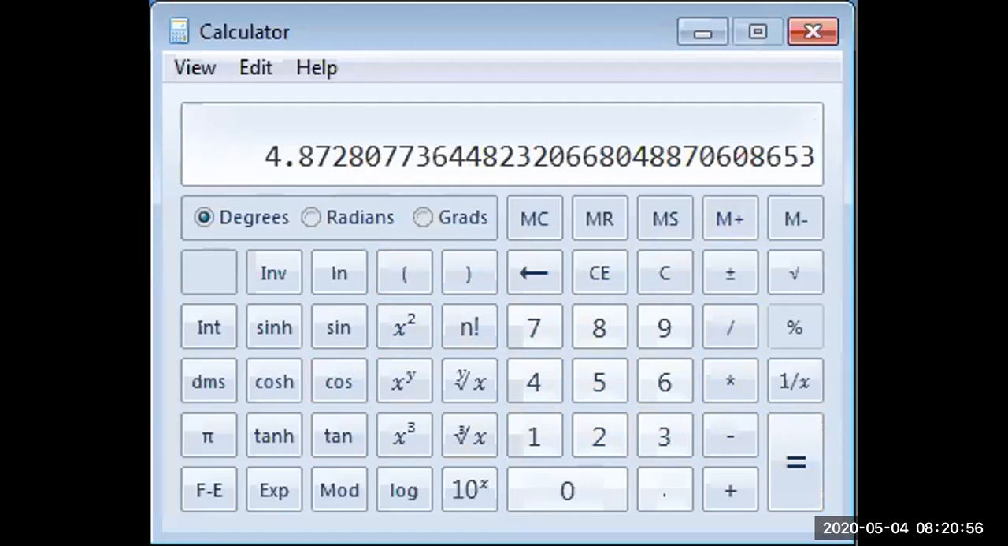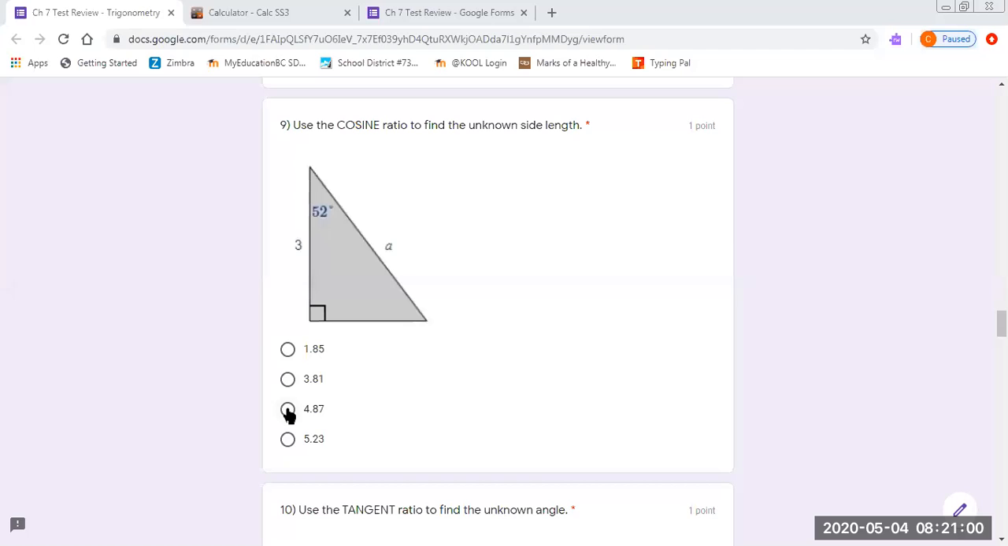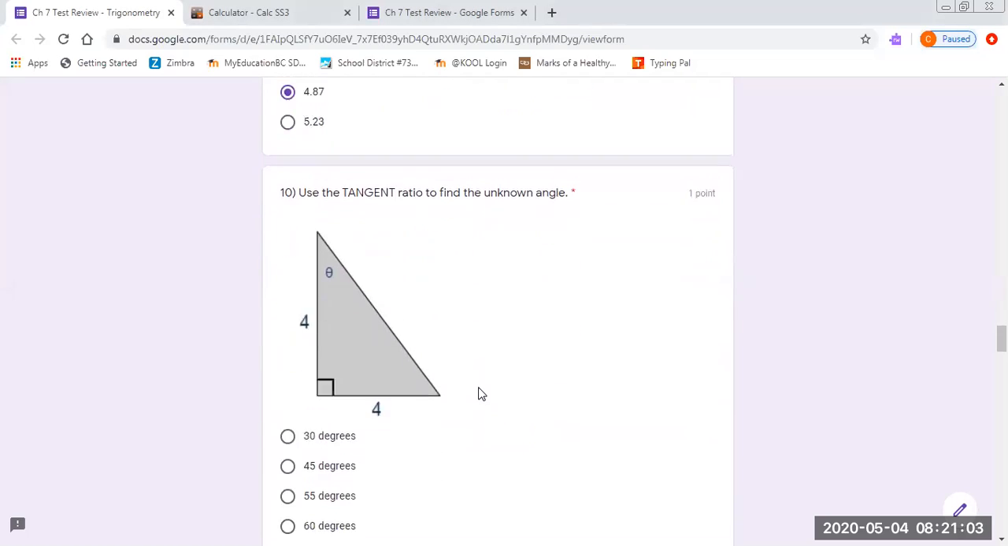So the answer here is 4.87, which makes sense because the hypotenuse must be bigger. And so I put that value in as the answer.